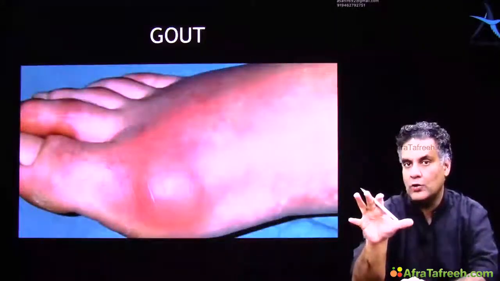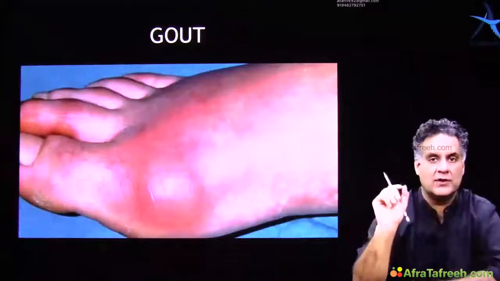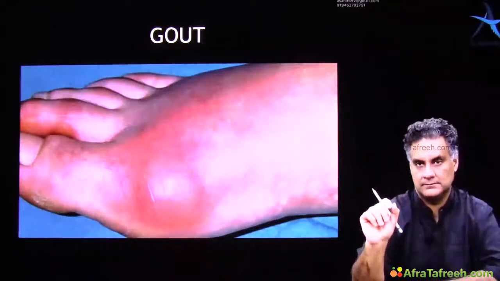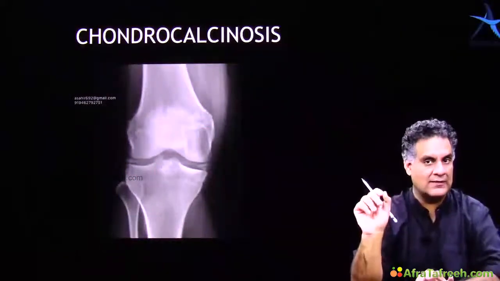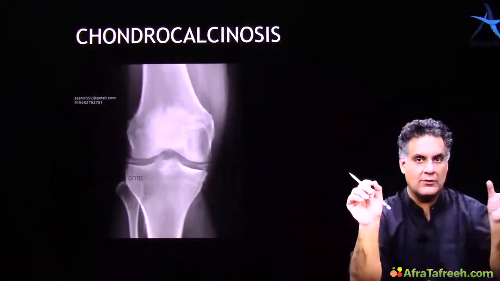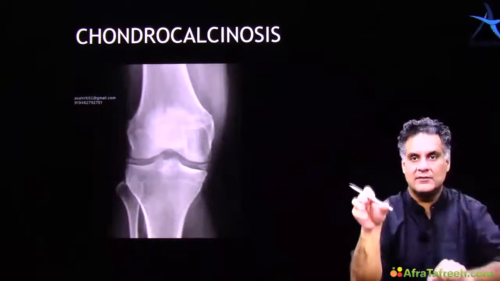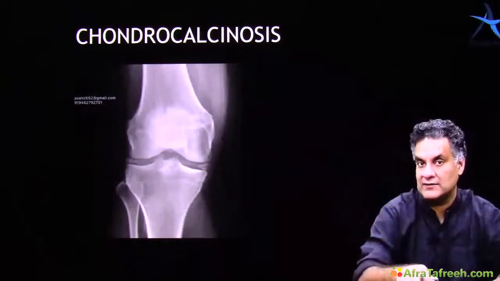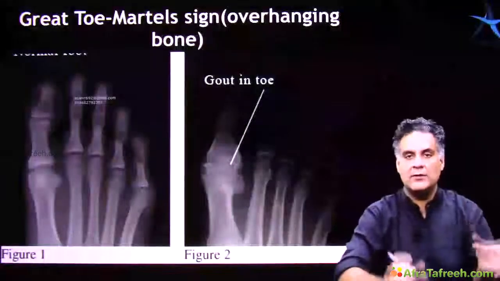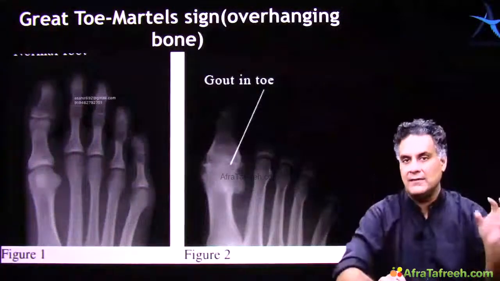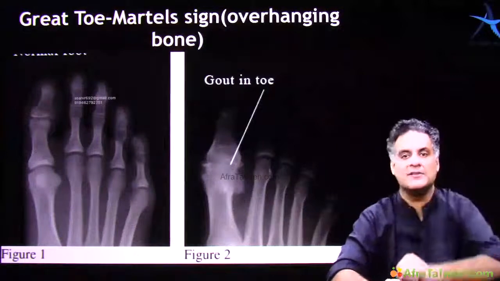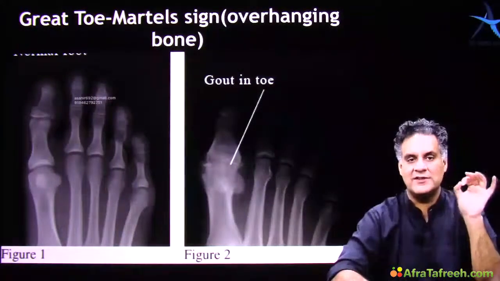Inflamed great toe with erosions of the soft tissues and the bones is gout. Whereas calcification of the meniscus, called chondrocalcinosis, is pseudogout. In gout you have uric acid crystals. In pseudogout you have calcium pyrophosphate crystals. And when you look at the gout, the great toe, there are hanging bony edges. This is called the Martel sign. There are punched out or rat bite erosions around the joints. This is a feature of gout.